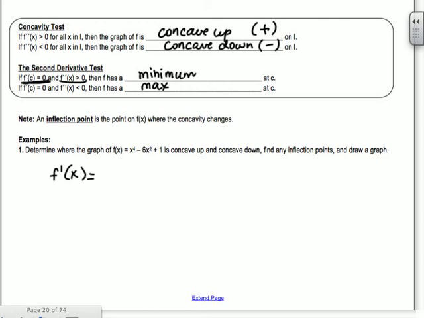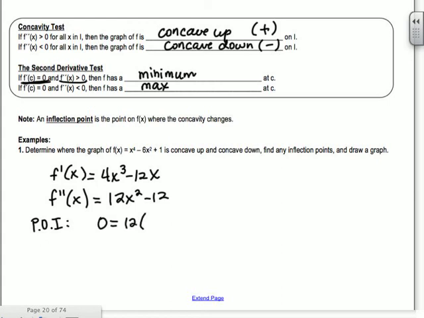So f prime of x is 4x cubed minus 12x. F double prime of x is 12x squared minus 12. So points of inflection. I set this equal to 0. I pull out a 12. I get x squared minus 1. So it would be equal to 0 at 1 and negative 1. I think most people usually call these points of interest because maybe they aren't inflection points. Maybe there's something else, but usually they're inflection points.